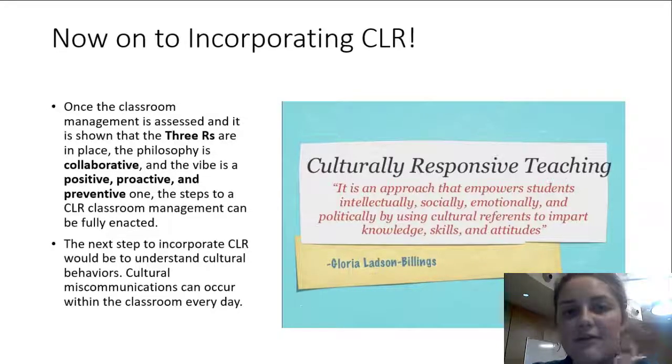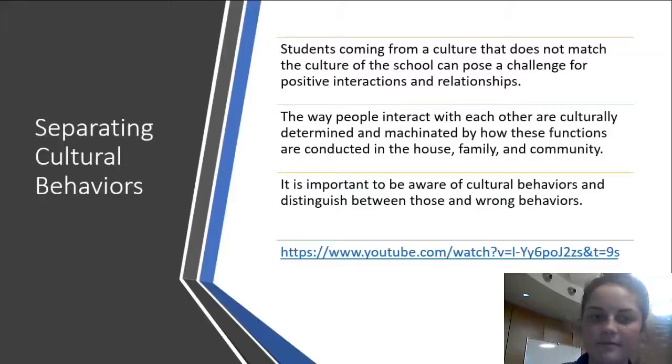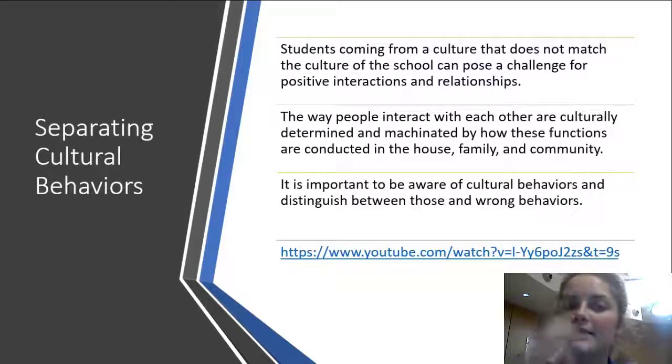This is really, really big, especially in culturally responsive teaching, because cultural miscommunications can occur within the classroom every day. Separating cultural behaviors is a really big part in this, because teachers need to understand that students coming from a culture that does not match the culture of the school can pose a challenge for positive interactions and relationships. That is why it's important to determine a management plan for your cultural kids, because their behaviors may be seen as acceptable in their culture, but in the school culture, it's not acceptable.